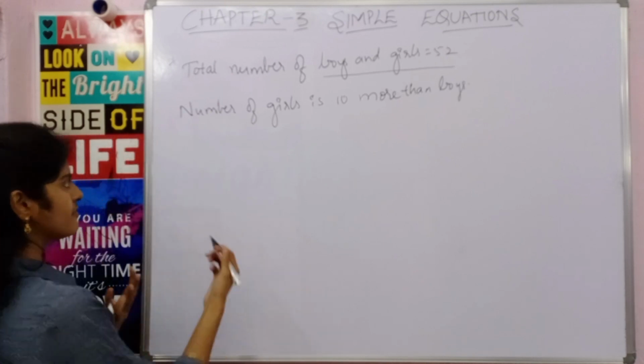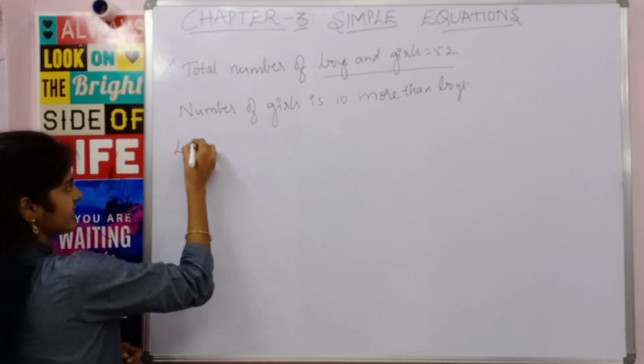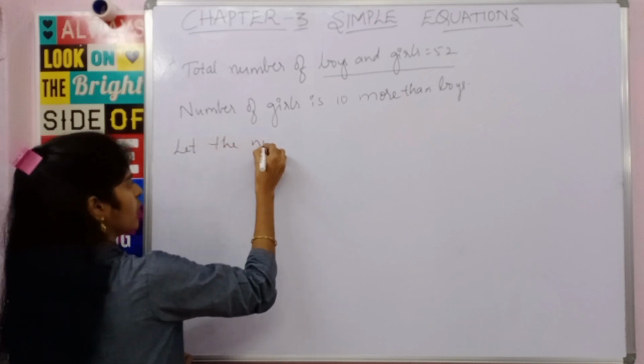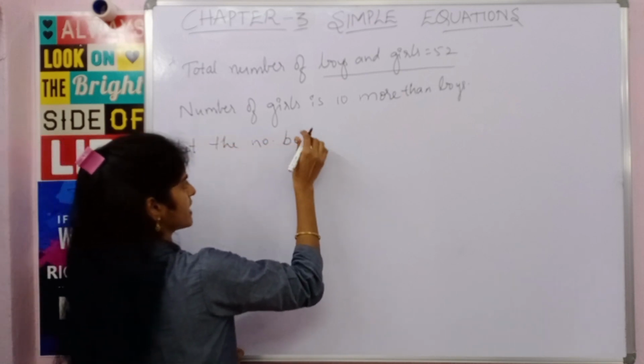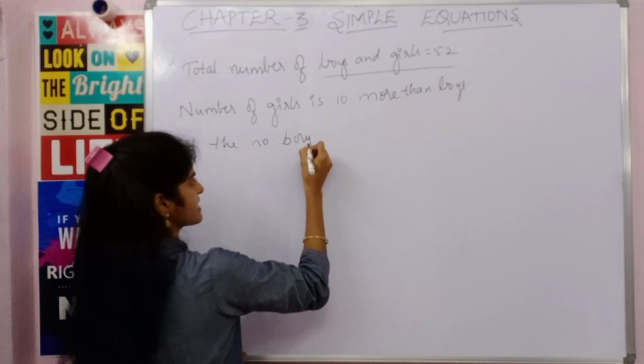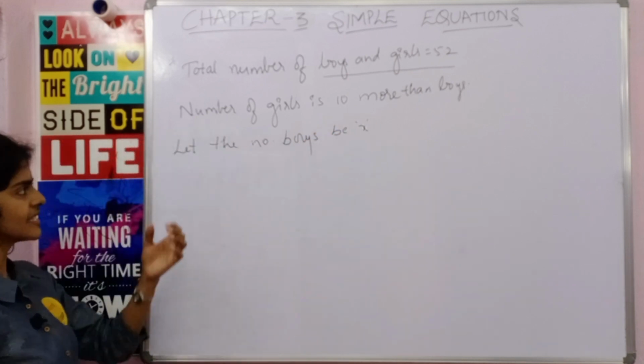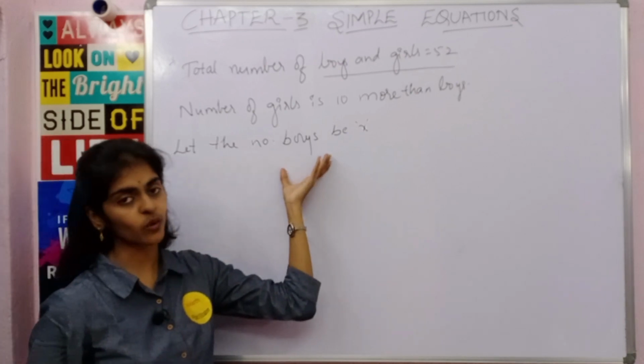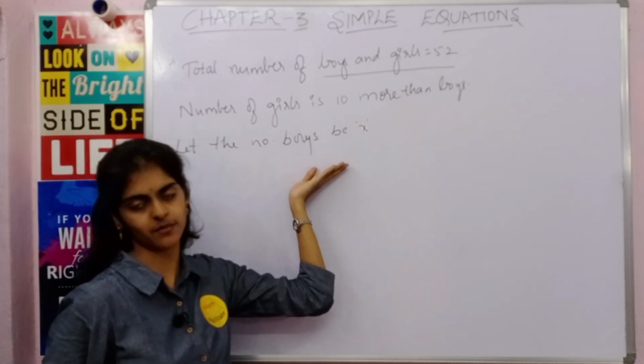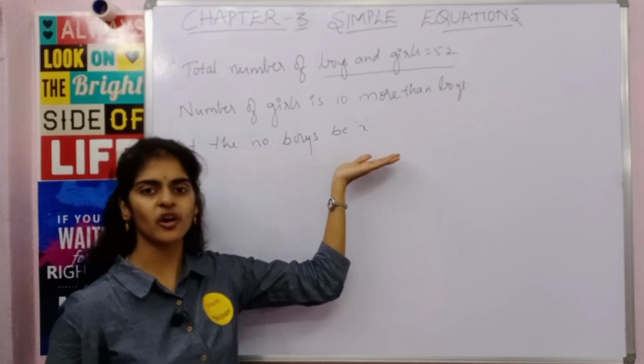So for this, let the number of boys be x. The first step is you take the unknown quantity. The unknown quantity is boys. You are asked to find the number of boys, so take the number of boys as x.